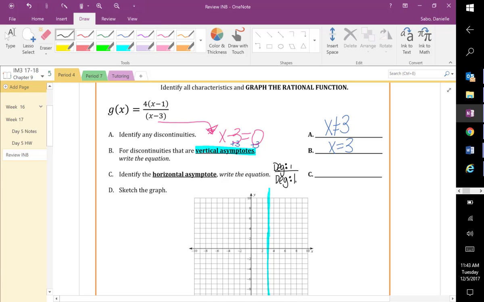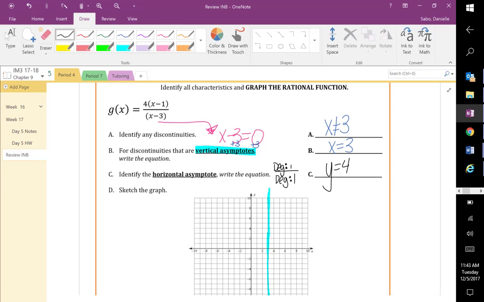Is it higher than the top, bottom, or the same? The same. So that means I must go back and look at the numbers out in front. Very good. So y equals 4. Okay?